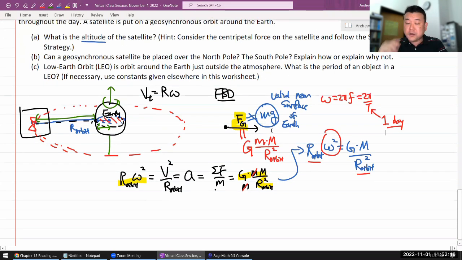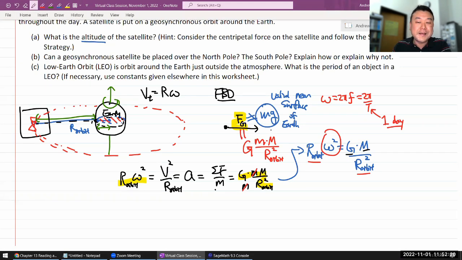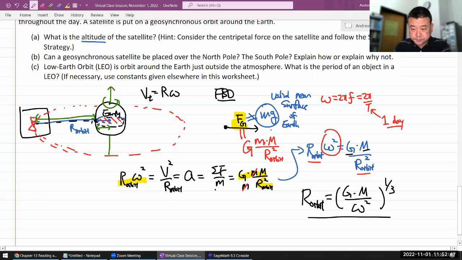I'll use Wolfram Alpha to plug in numbers. I see a couple of constants whose numbers I don't really want to look up, so let's let Wolfram Alpha do it. I'm going to collect all the r orbit on the left hand side and everything else on the right hand side, and then because r orbit will be cubed, take a cube root. So r orbit will be equal to the cube root of G times M divided by omega squared.